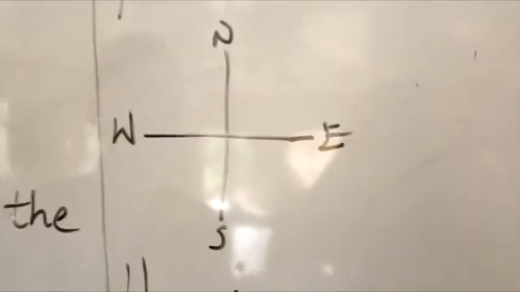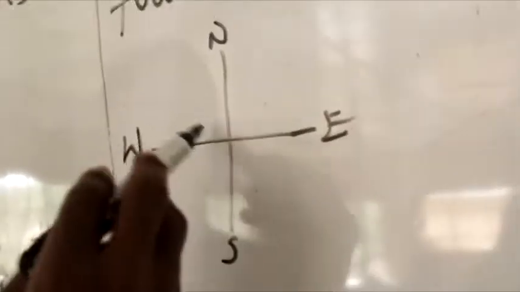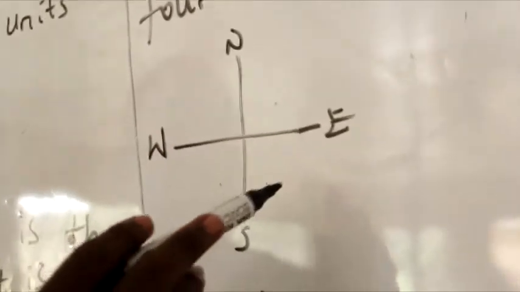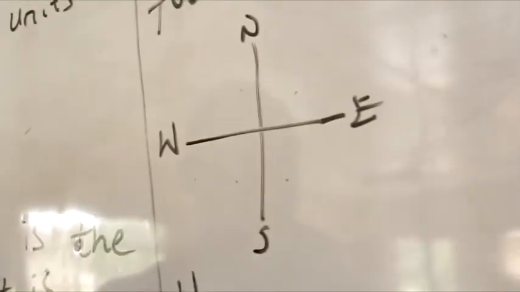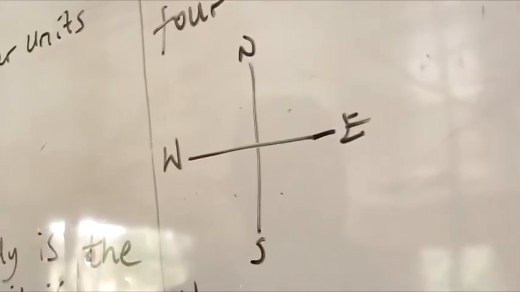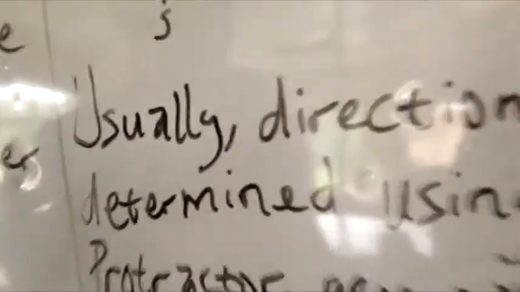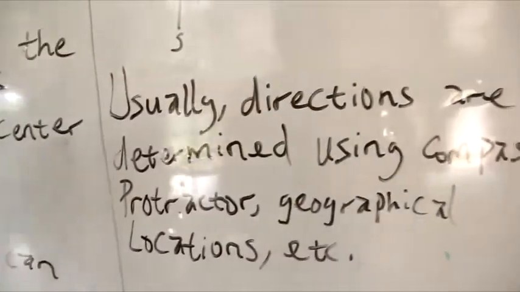So when you are asking for a direction, you want to know the location of a person in the four cardinal axes. Is it in the north? Is it in the east? Is it in the west? Is it in the south? Or maybe between them. So usually directions are determined using a compass. So we know what a compass is, protractor, geographical locations, etc.